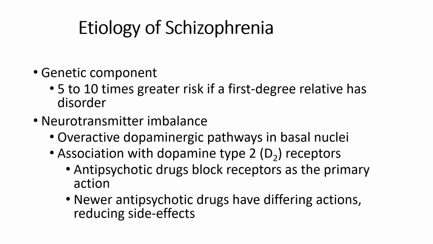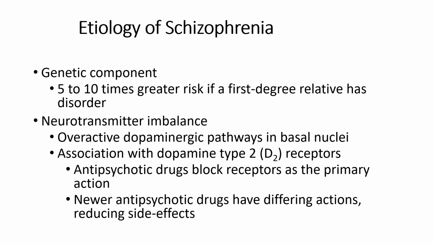Here's the genetic link with schizophrenia. It's much greater in first-degree relatives. You can see that it's 5 to 10 times more common if you have a first-degree relative with the disorder. If you're identical twins and one develops schizophrenia, the other twin is at much higher risk of also developing schizophrenia. So there's a definite genetic component.